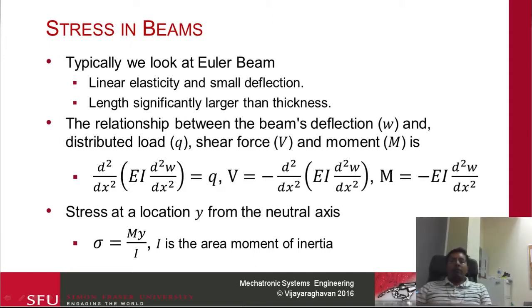When we are looking at beams, typically we look at what's known as an Euler beam. It has a linear elasticity and it's valid for small deflection. Essentially if the deflection becomes very large, the location of the force changes a lot, and then there are secondary effects. The length is significantly larger than the thickness. Again, this prevents, or we can ignore, secondary effects.